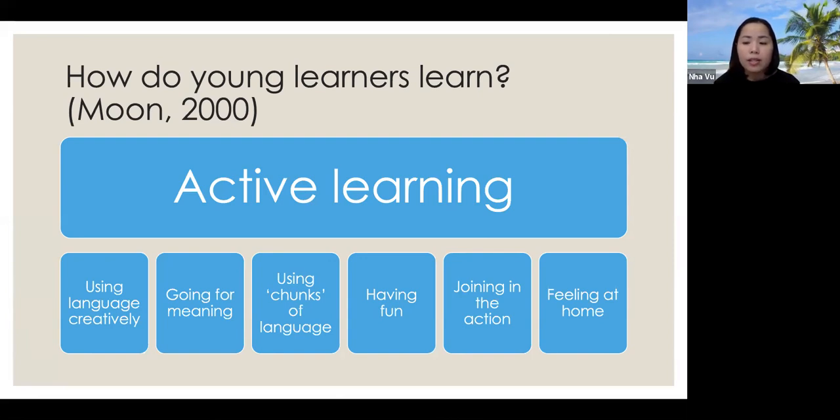And that's why kids often have rhymes or songs, and they like having fun and joining in the action. That means they learn, but they do not look just at the words or do written tests. They want action, and they want the feeling of being at home. At home means they feel comfortable to talk and communicate. So if we give them something unfamiliar to them, maybe they just do not have the feeling of being at home.